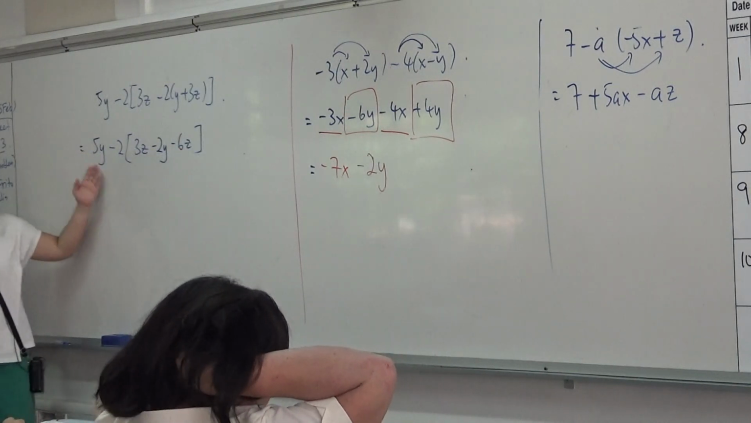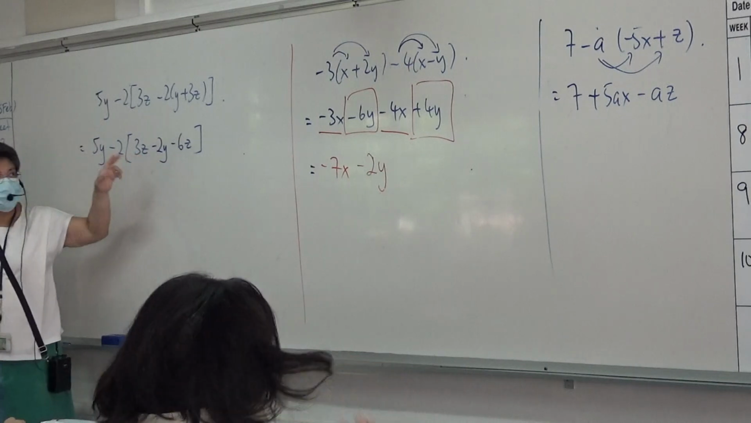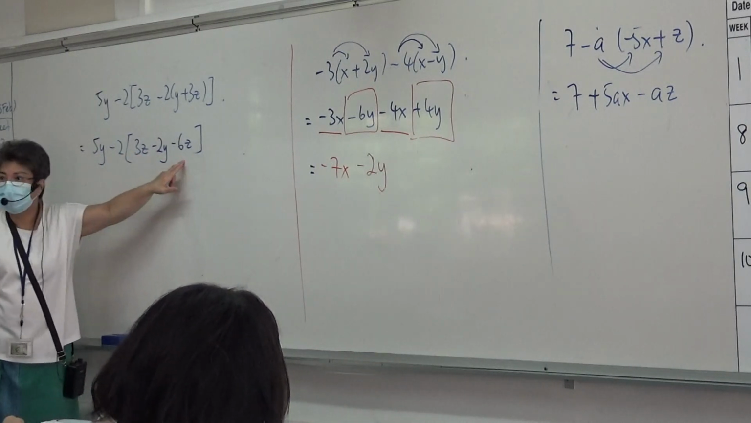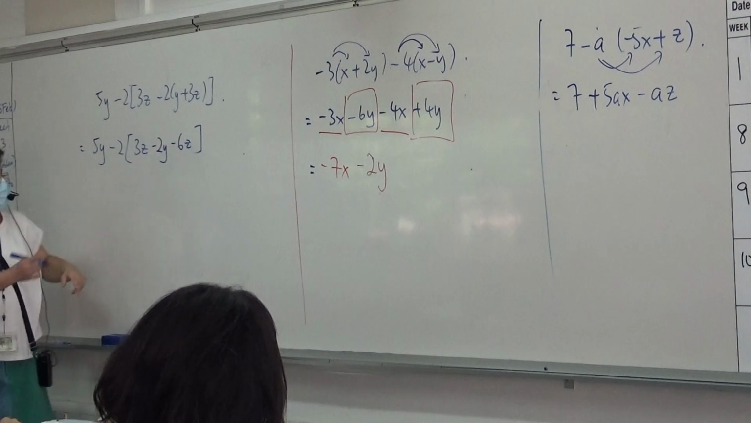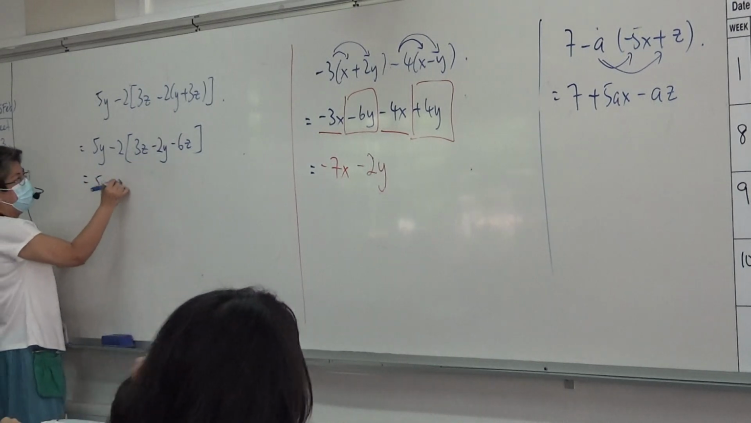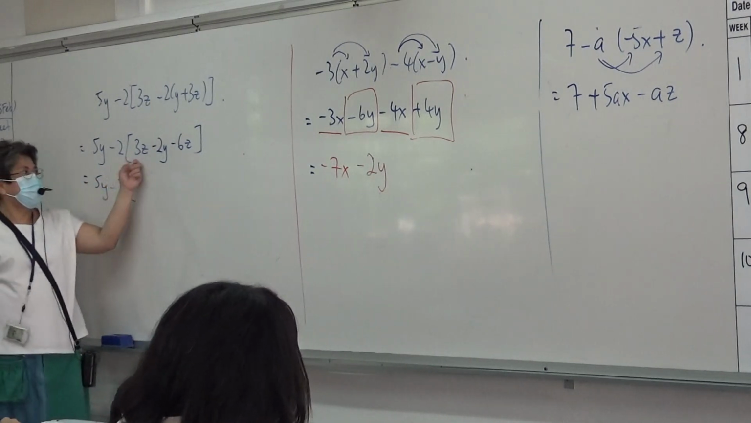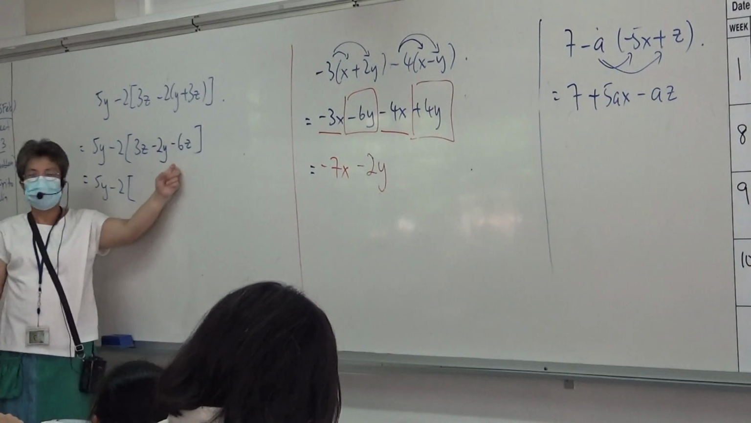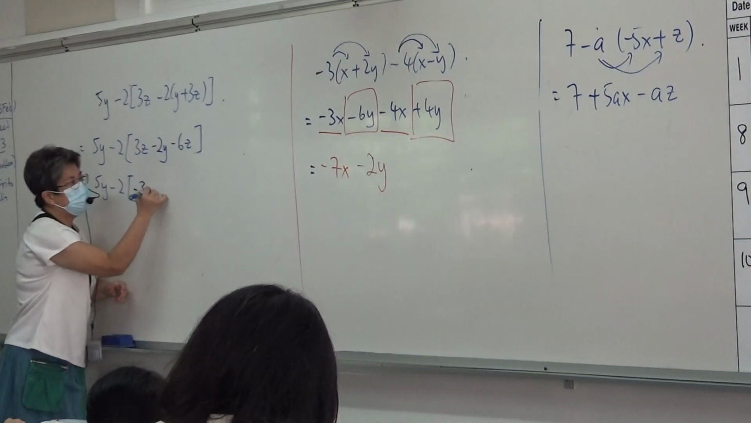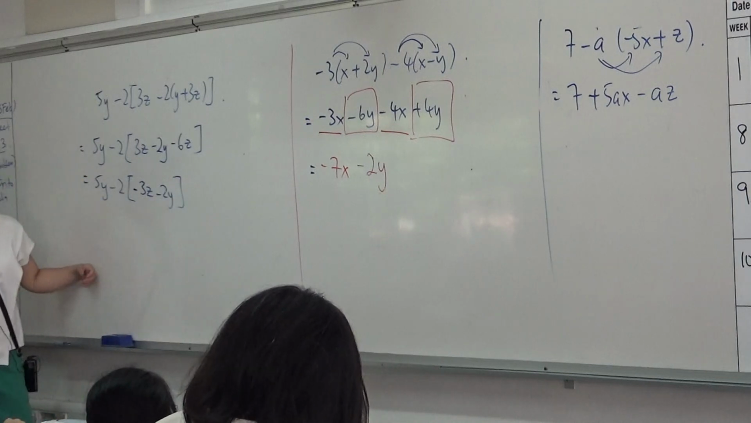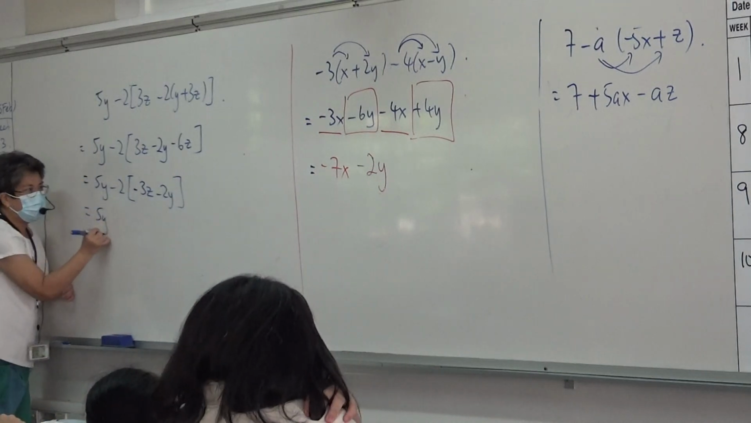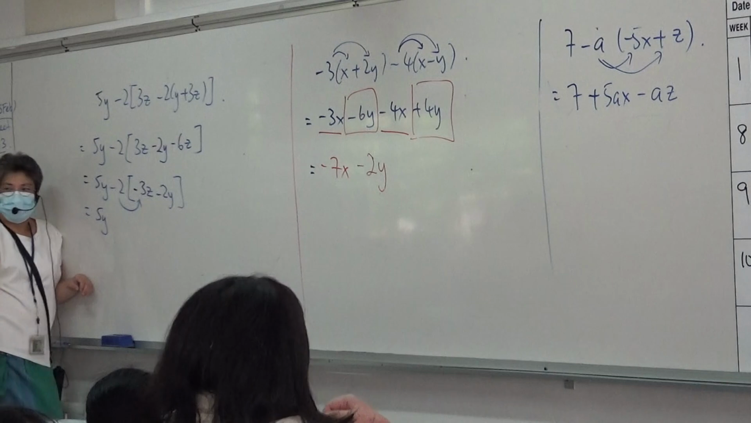Correct. Now, of course, you say you want to multiply out. Can. No problem. But can you see I can simplify first? Inside the bracket. So I will have 5y minus 2. What is 3z minus 6z? Negative 3z. Good. Then negative 2y, right? Okay, now next. This is 5y. What about this?